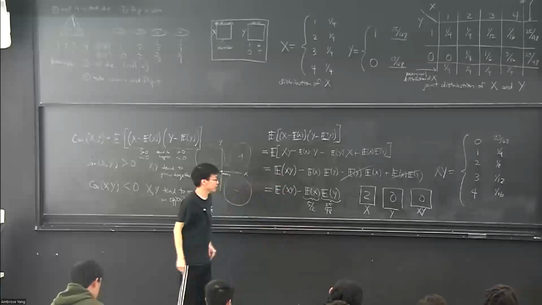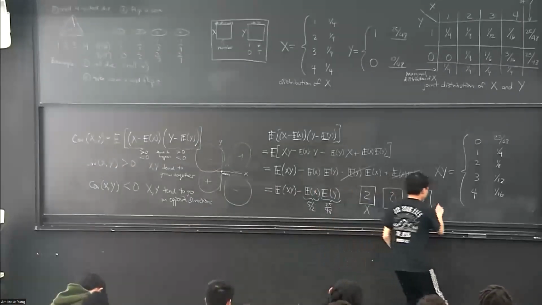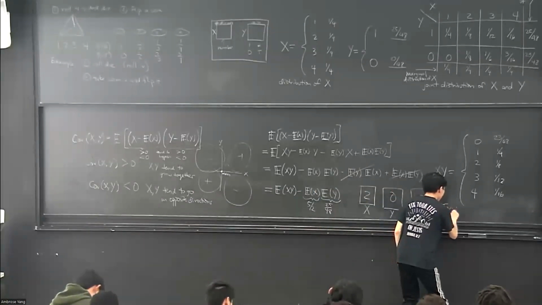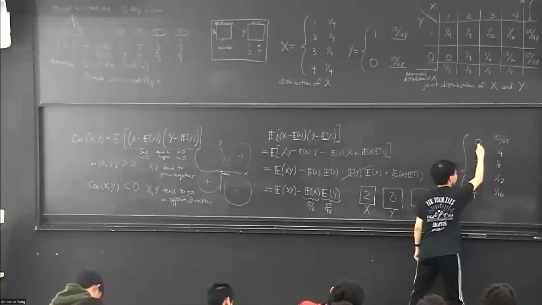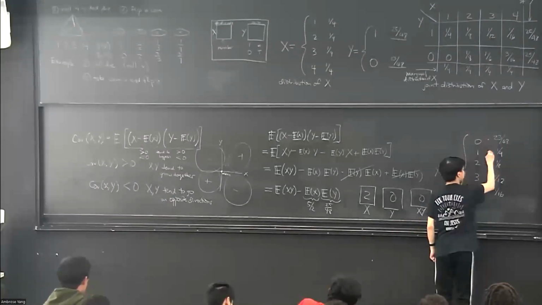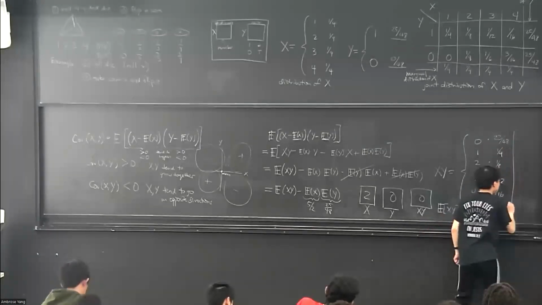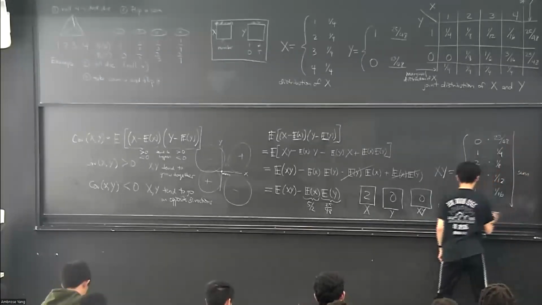How do I calculate now the expected value of x, y? You just do exactly the same procedure as before. Zero times this, one times this. So you take all these products and then you just sum them all up, and that gets you your expected value.